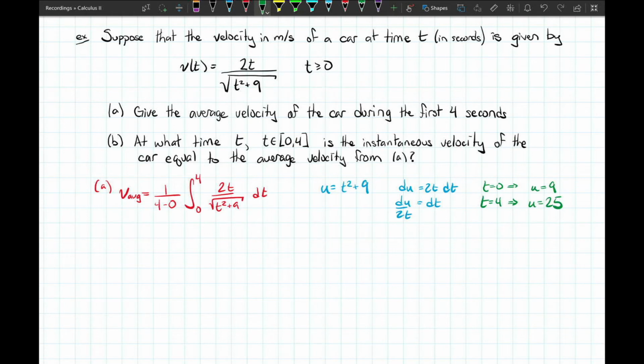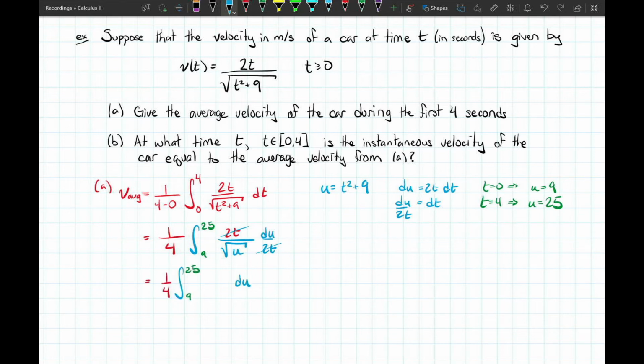Now, let's make all of those replacements. And we'll notice that this 1 over 4 isn't going to be changed whatsoever by the substitution since it's not even part of the integral. But now, our new integral, changing the color here to blue, is going to have the boundaries 9 and 25. 2t comes from our previous integrand, but it will soon get canceled out when we replace dt with du over 2t.